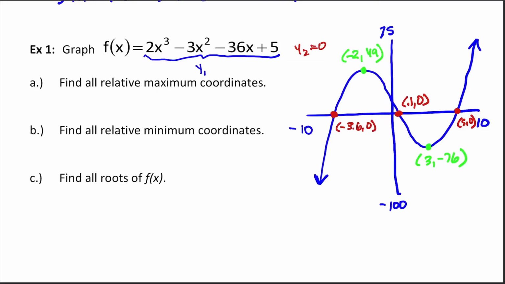So we have to do a lot more work with these problems before we can answer the question. We have to get it on paper from our calculator, and we have to find all of those coordinates. So now the rest should be pretty straightforward. It says find all relative maximum coordinates. Now remember, a relative maximum has to be a peak. There's only one right there. So that's going to be negative 249.